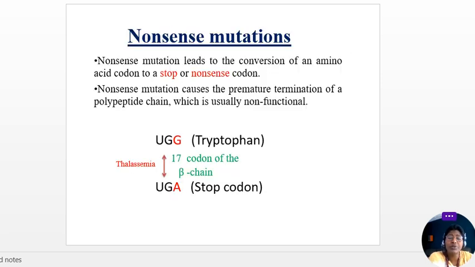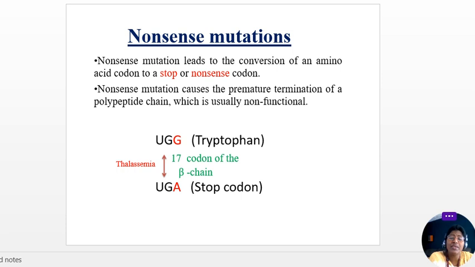Coming to nonsense mutation, which leads to the conversion of the amino acid codon into a stop or nonsense codon. Everyone knows that stop or nonsense codons do not code for any amino acid. So during protein synthesis, when the stop codon or nonsense codon is reached, the polypeptide synthesis will be stopped. One of the best examples of a disease caused by nonsense mutation is thalassemia.